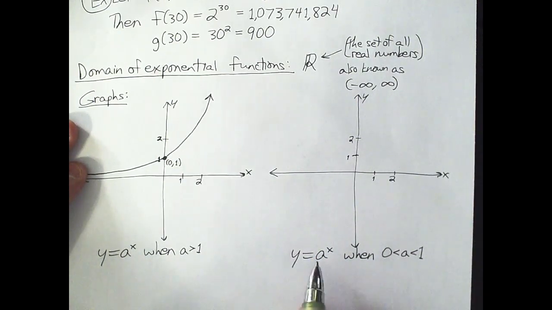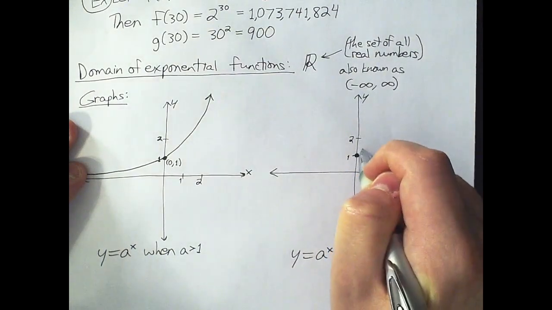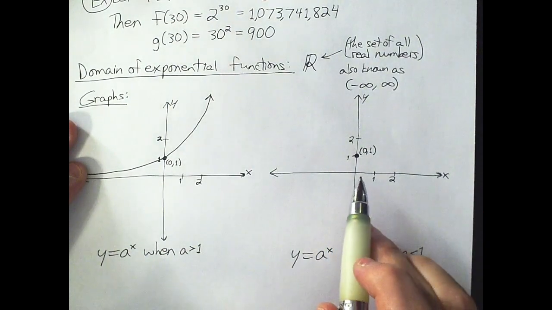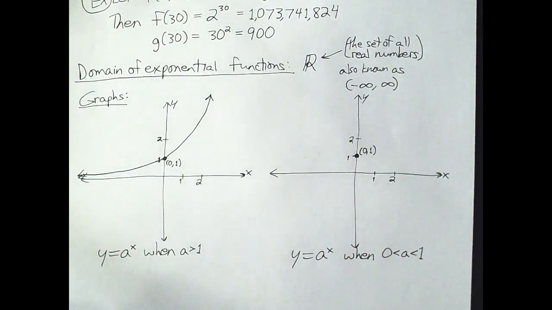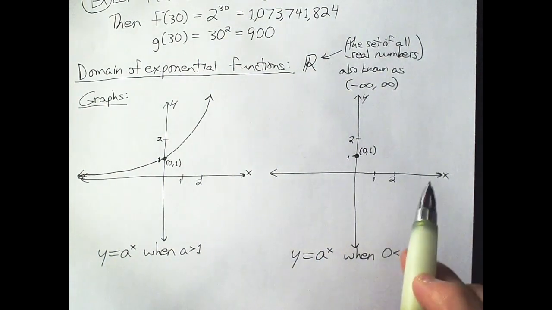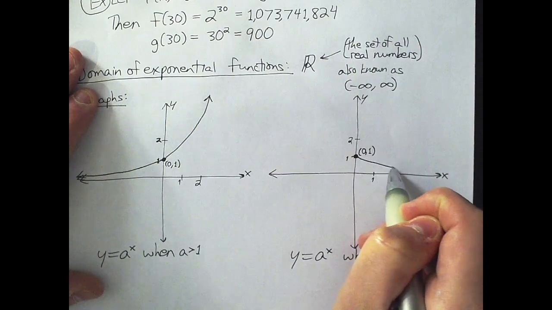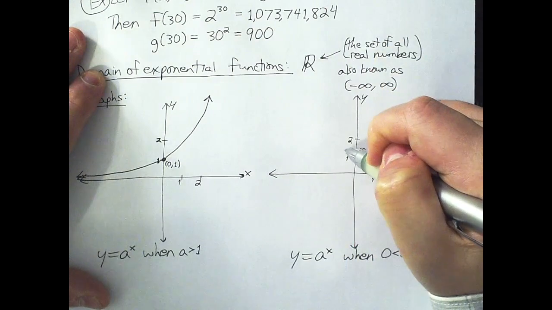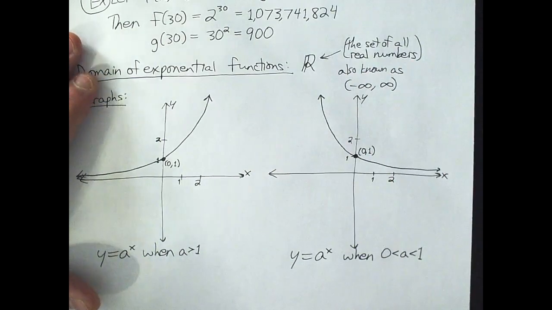First of all, I still know that a to the 0 is still going to be 1, so it's still going to pass through this point 0, 1. That hasn't changed. But what has changed is the overall shape of the graph. If you imagine something like 1/2 to the x, you do 1/2 to the 1, 1/2 to the 2, 1/2 to the 3, it actually gets smaller as you go to the right and gets larger as you go to the left. It's going to look something like that.